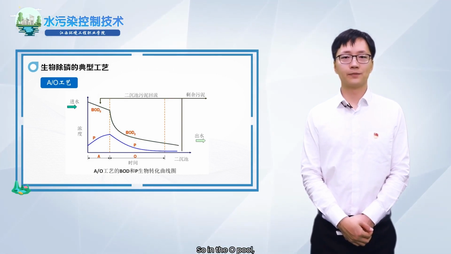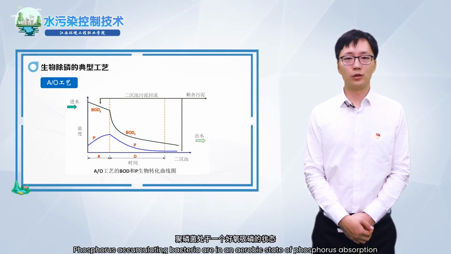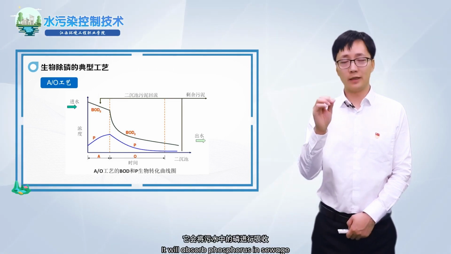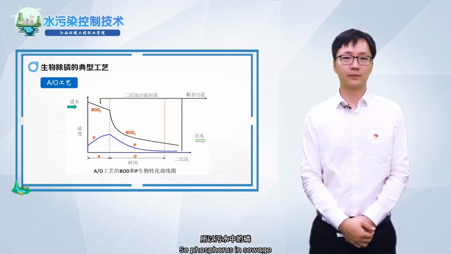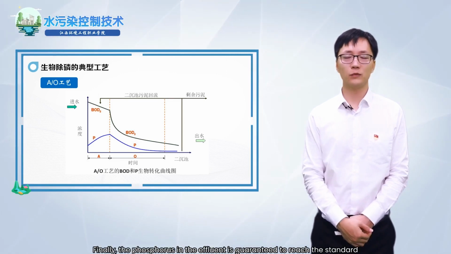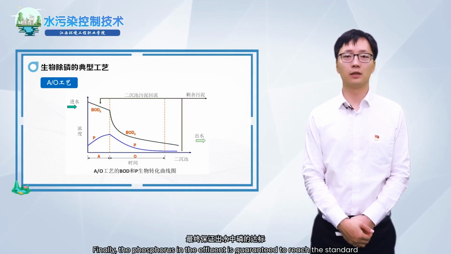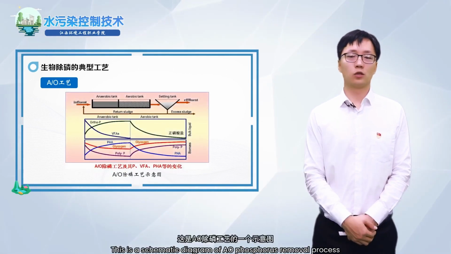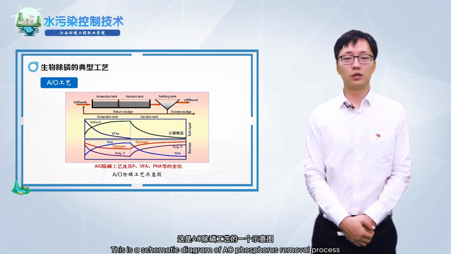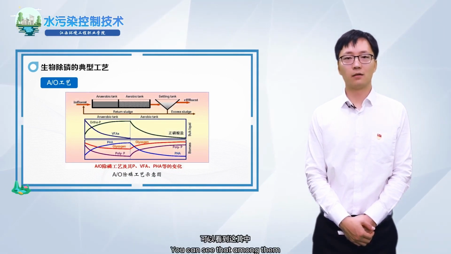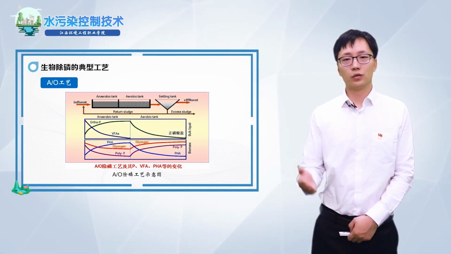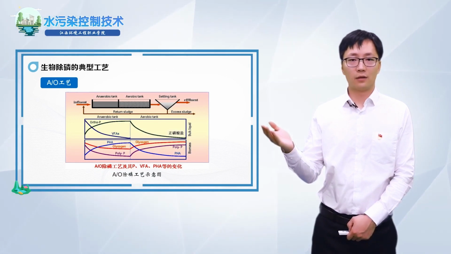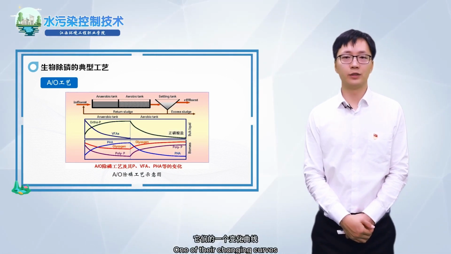So in the O pool, phosphorus accumulating bacteria are in an aerobic state of phosphorus absorption. It will absorb phosphorus in sewage. So phosphorus in sewage will be in a downward trend. Finally, the phosphorus in the effluent is guaranteed to reach the standard. We can also see this picture. This is a schematic diagram of the AO phosphorus removal process. You can see among them the changing curves of orthophosphate, VFA, phosphate and our PHA.